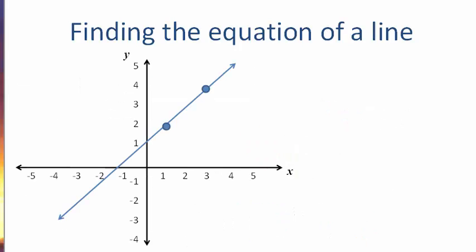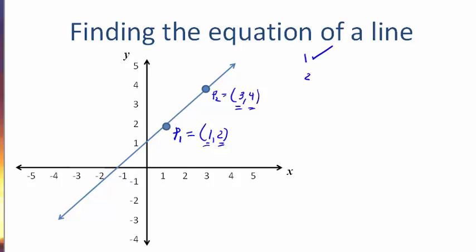Let's find the equation of this line. So my 2 points are given to me here. I'll call this point P1. P1 is the point 1, 2. And this point here I'll call P2. P2 is the point 3, 4. So this will give me my x1, y1, and this gives me my x2, y2. So I have my 2 points. That's step 1 is complete.